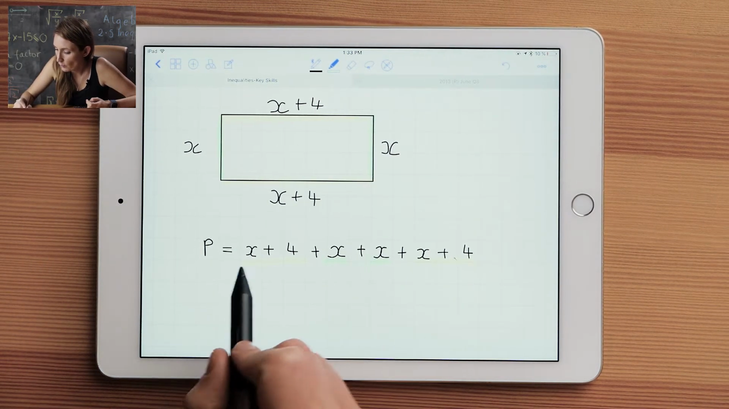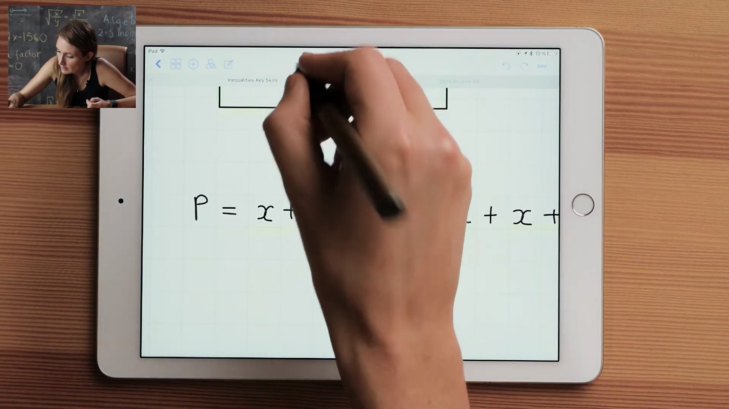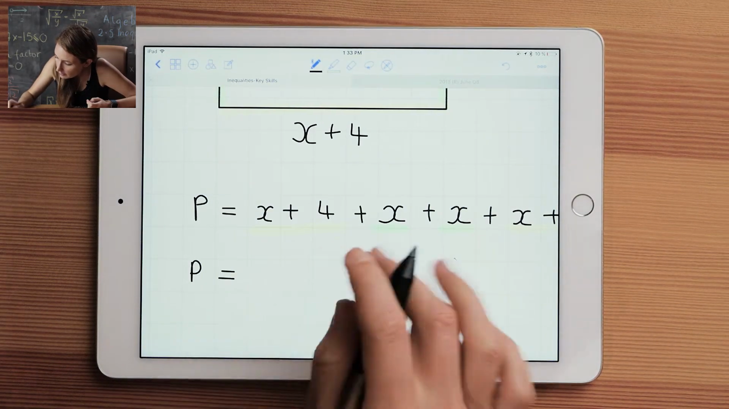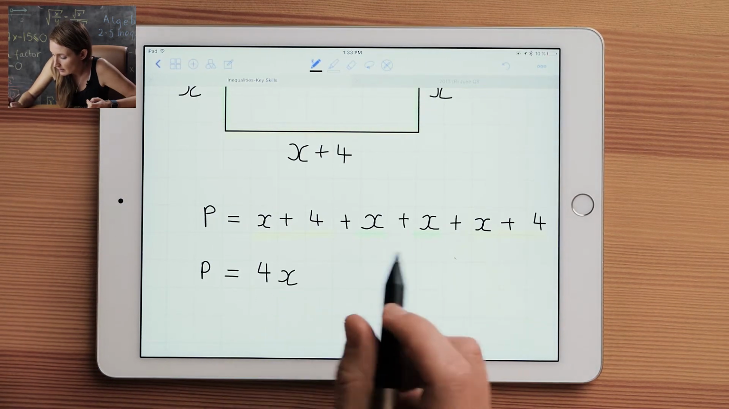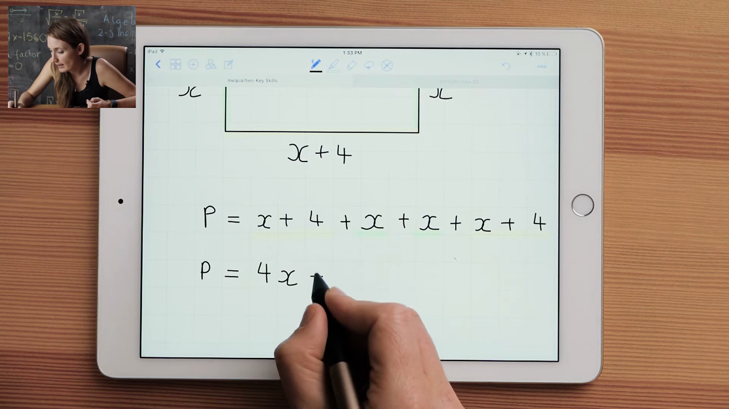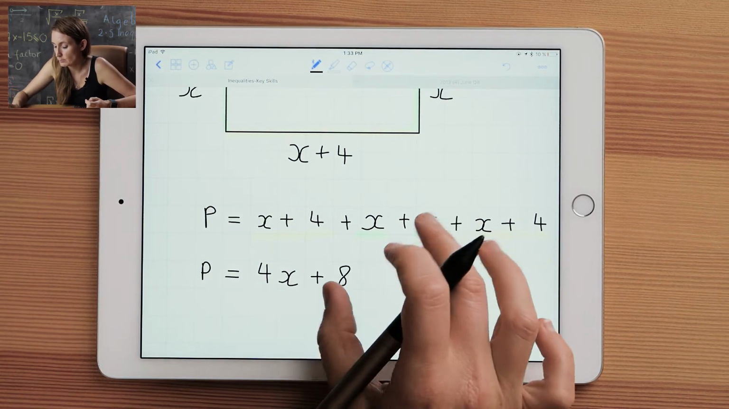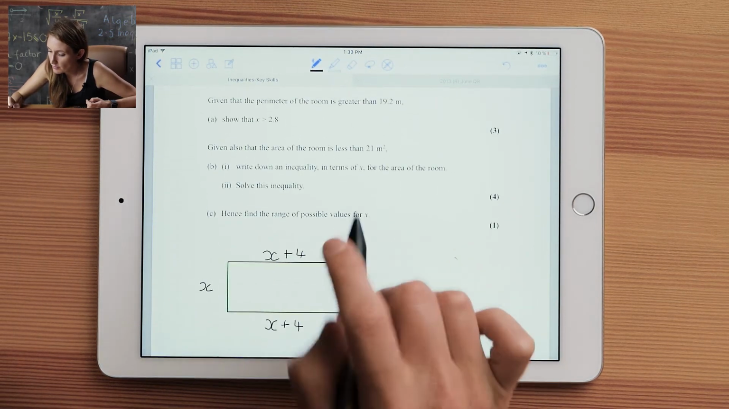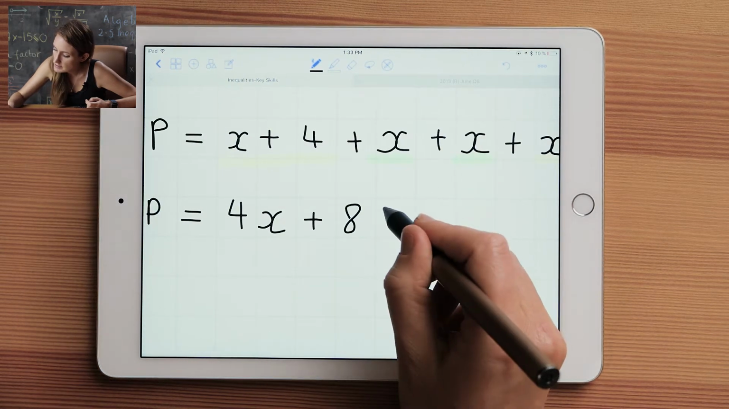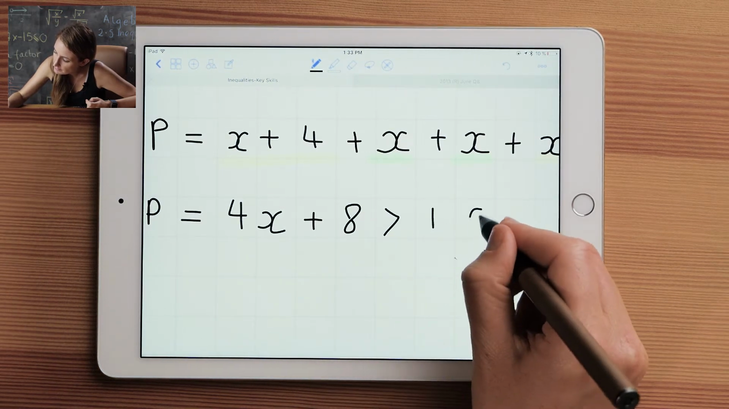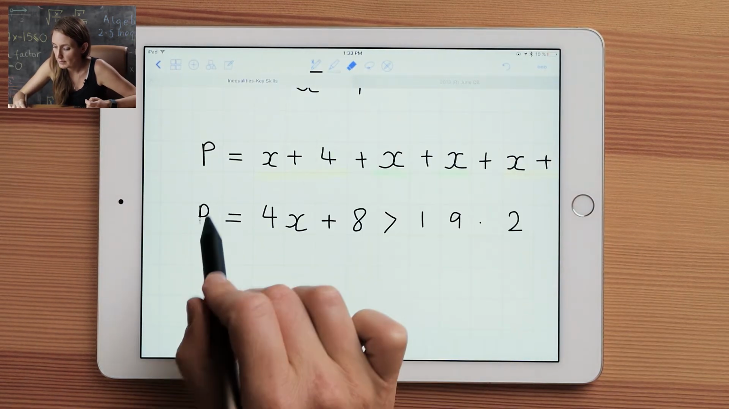So if I add together all my like terms, let's see, how many x's do I have? I have 1, 2, 3, 4 x's, and I have 4 and 4 for 8. So this is my perimeter. My perimeter is 4x plus 8. I've been told that the perimeter is greater than 19.2. So this is my greater than symbol, 19.2. Now, we can take off the P.